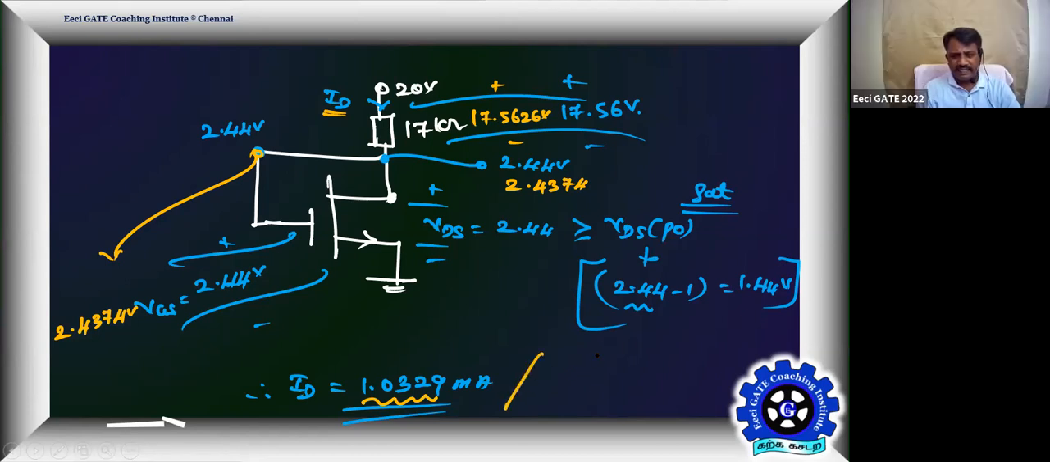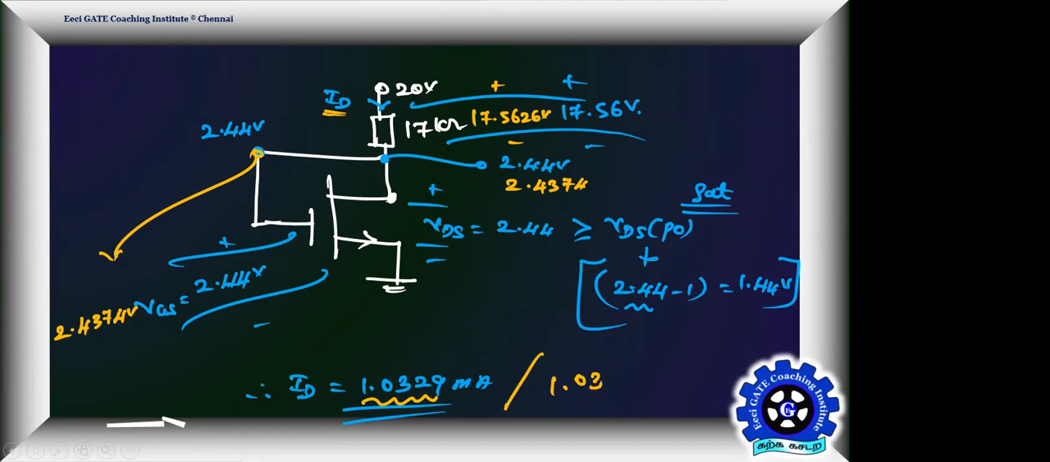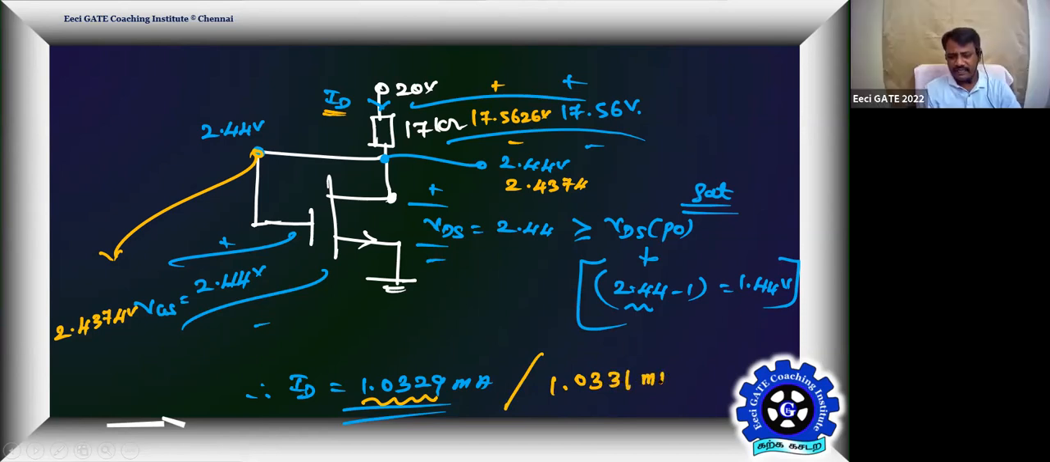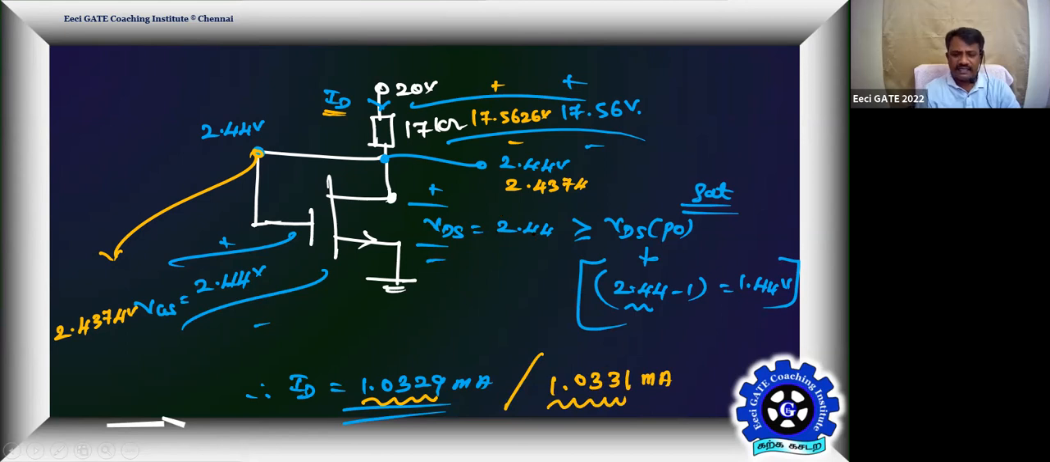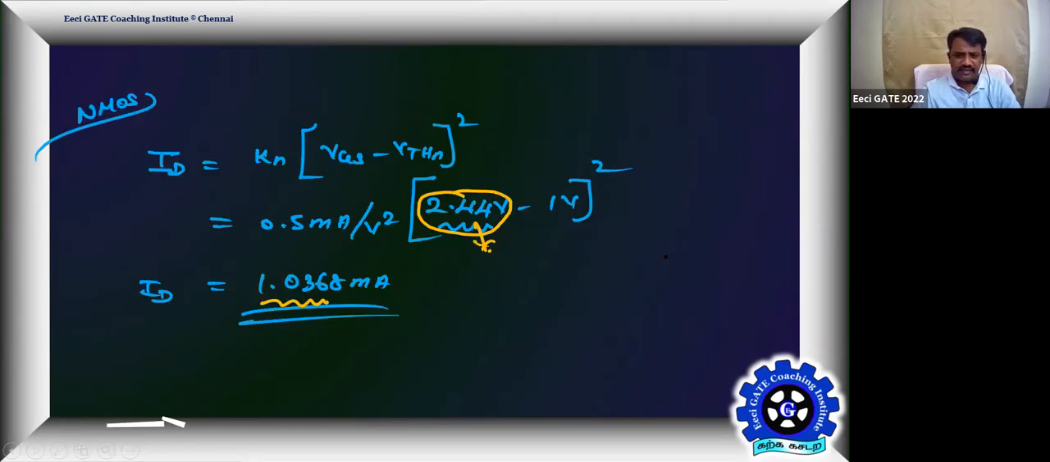17.5626 by 17K gives 1.03309 milliamps, correct? Correct. So up to 4 decimal places, you are getting this answer. And take this data, your VGS of 2.4374, into the device equation now. Instead of this, you use 2.4374. Now tell me what's the current.